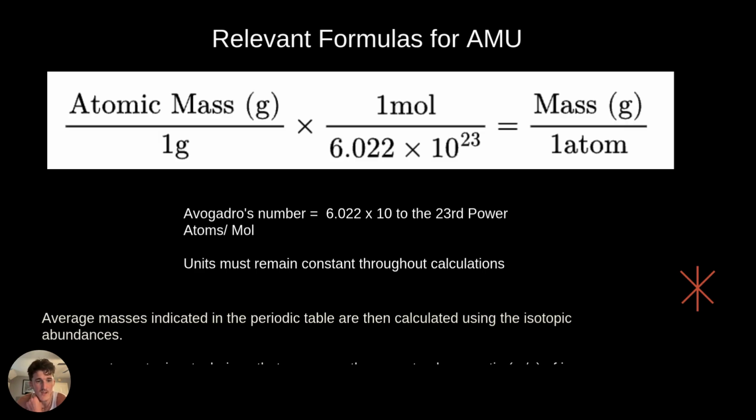Average masses indicated in the periodic table are calculated using isotopic abundances. This is basically saying every atom is going to have a different mass because it's going to have a different type of isotopic abundance. This is going to be used as a technique to measure the mass to charge ratio of an ion.